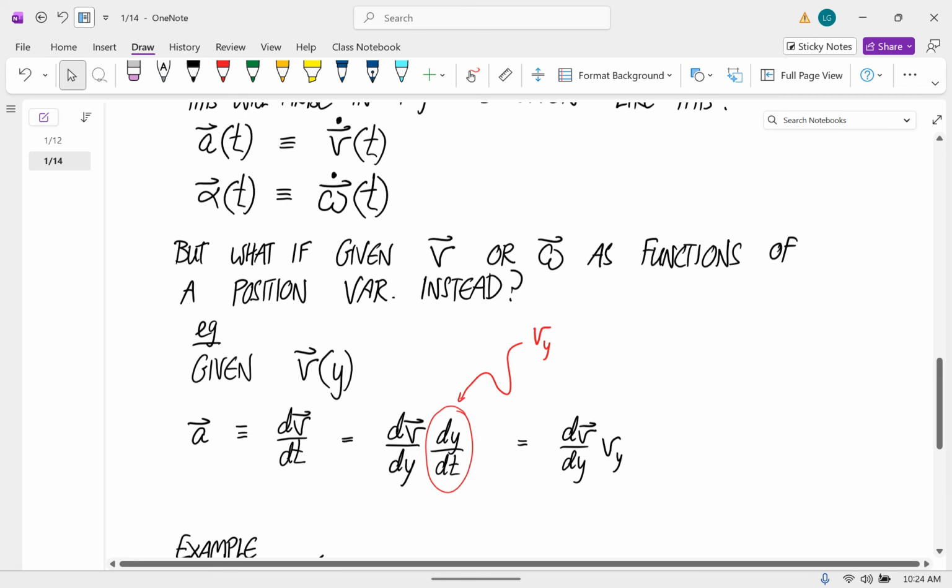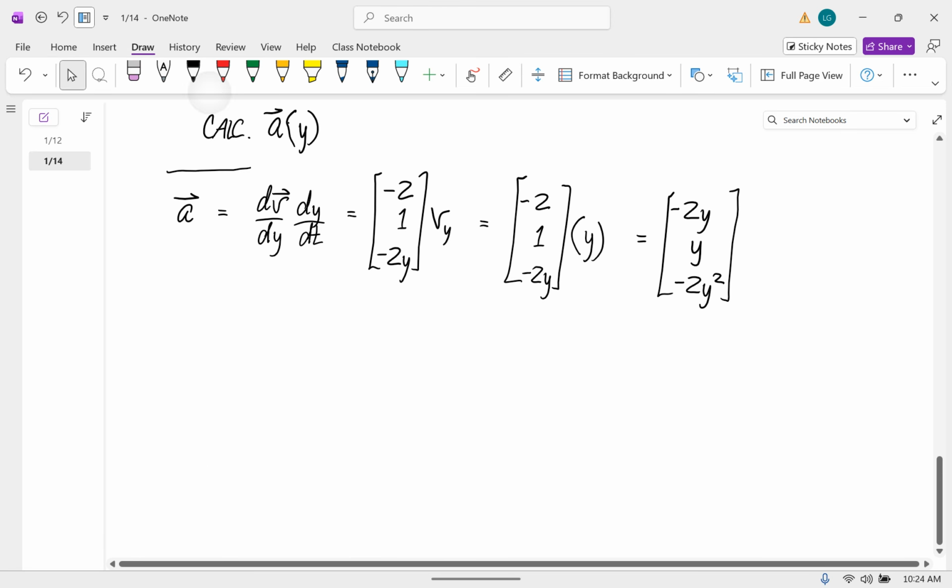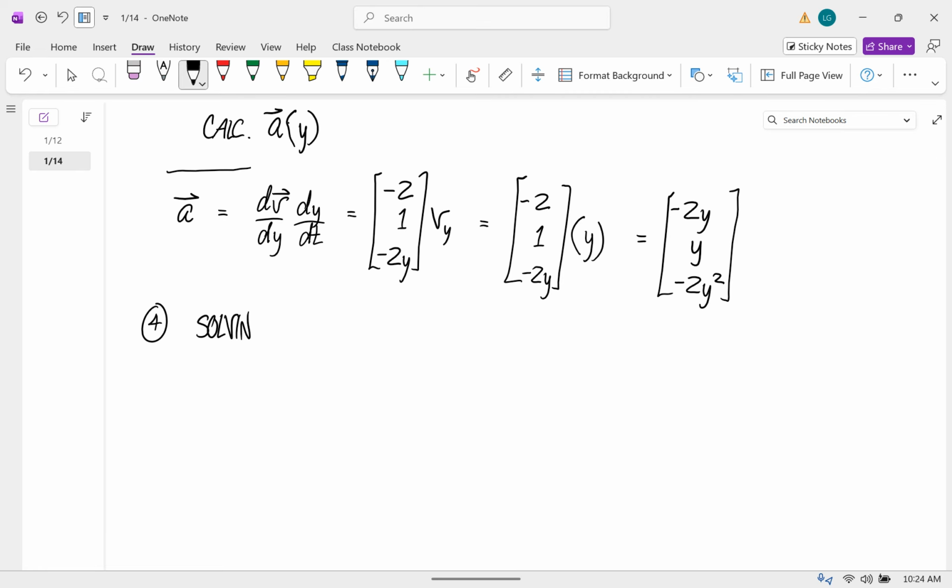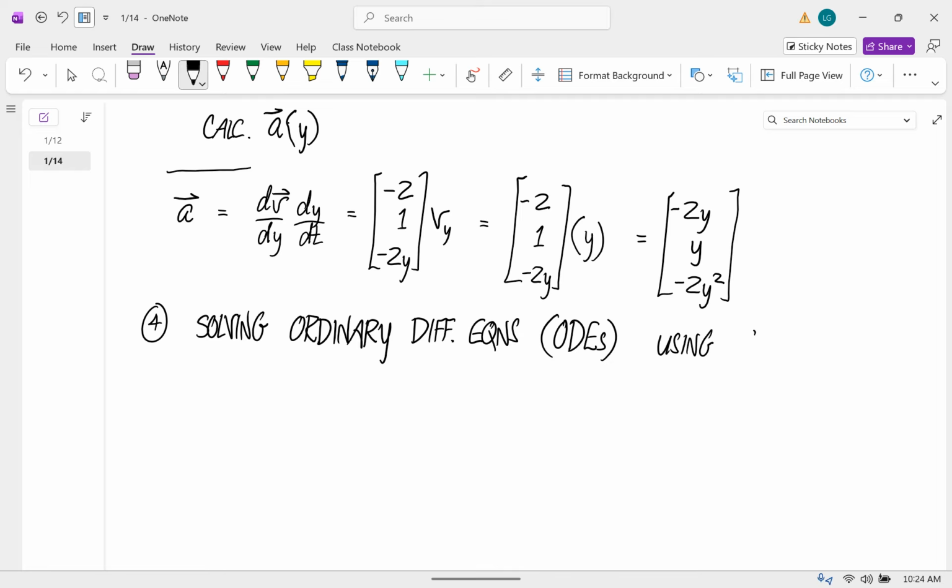And then the last preliminary math topic is solving ODEs, ordinary differential equations, using separation of variables.